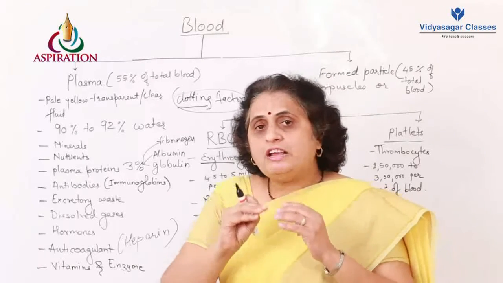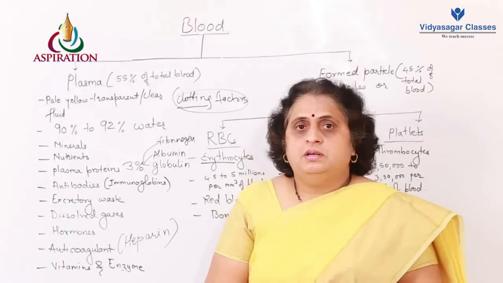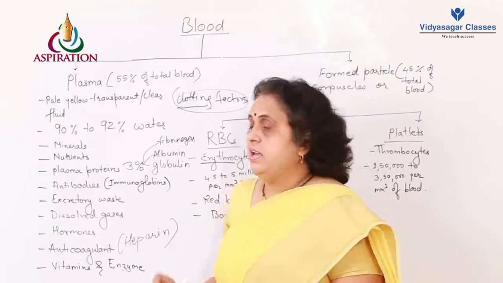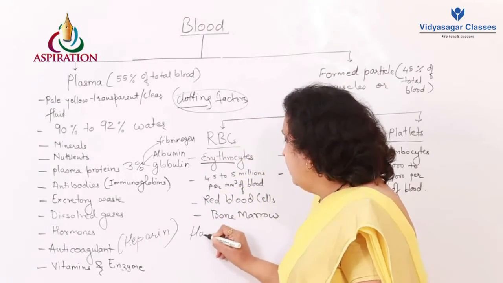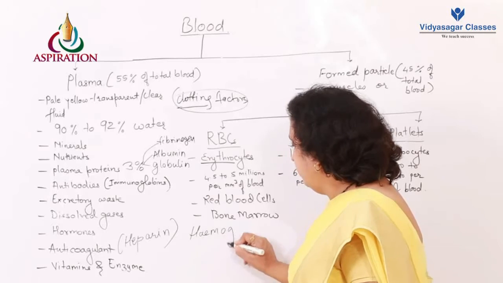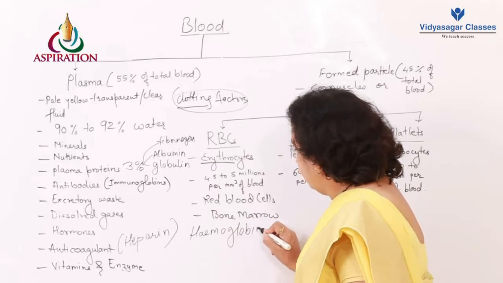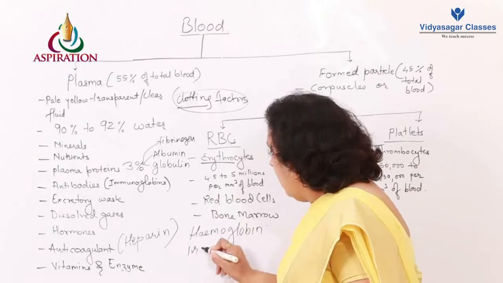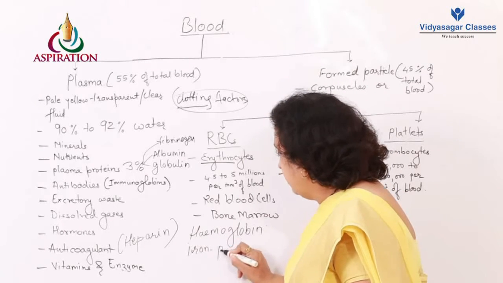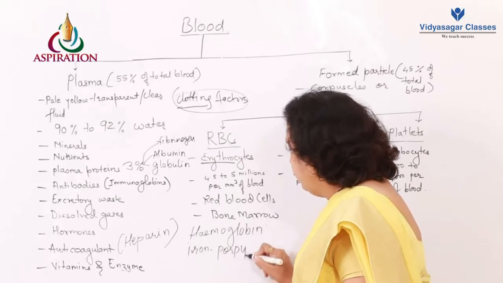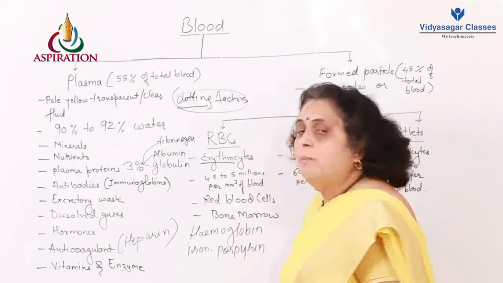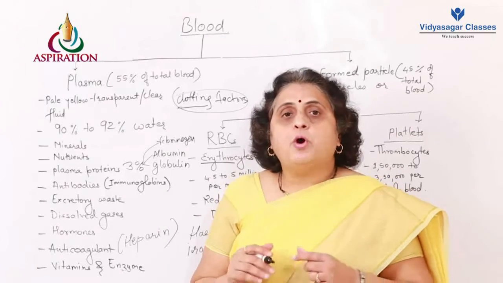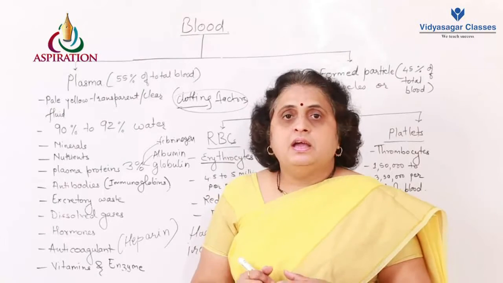But it is not the only factor that is required, because along with that, the major component that I require is hemoglobin. Hemoglobin is an iron porphyrin complex.